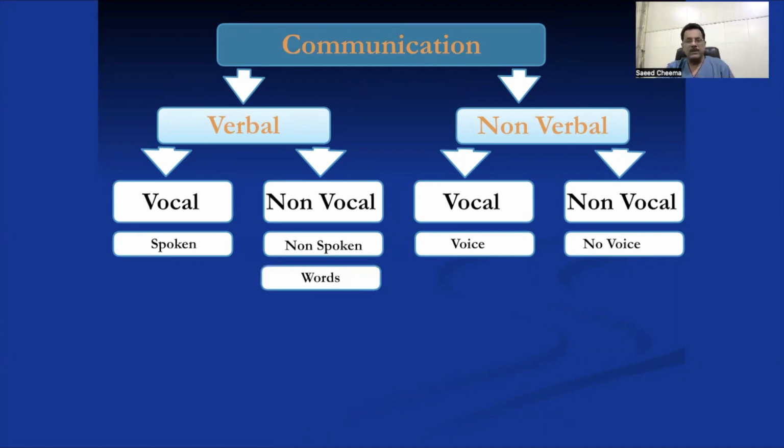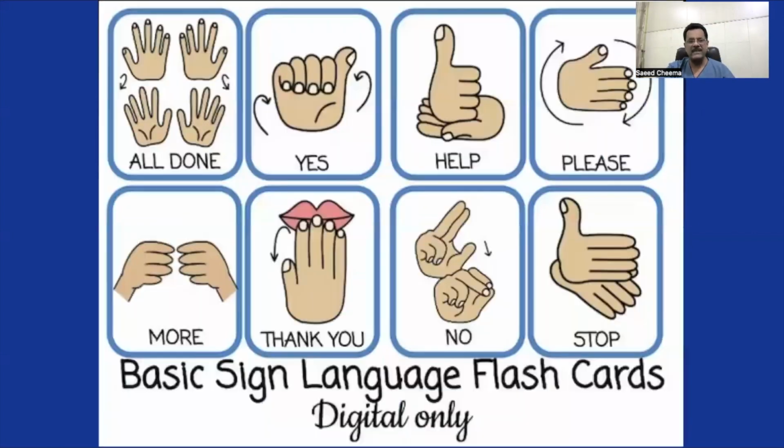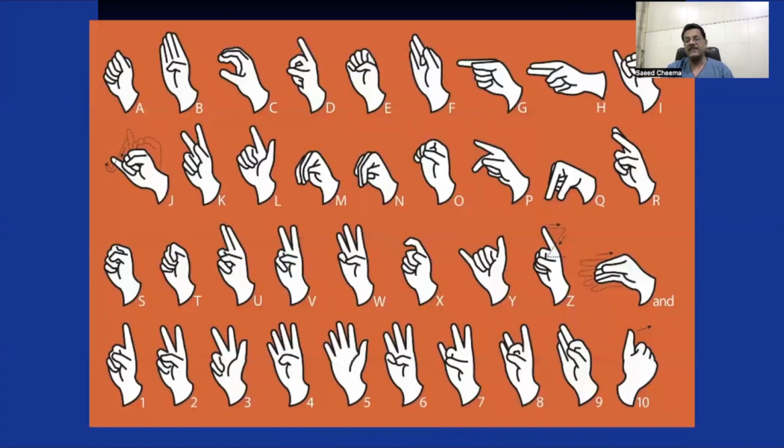So in non-vocal, words are utilized to communicate, and there are different forms of words. We may use sign language. See, here are various slides of sign language. Similarly, when we have people around who cannot speak, they can use their hands and fingers for spelling. See here, the upper three lines show specific alphabets, and the last line shows counting as well. You can see in this slide.